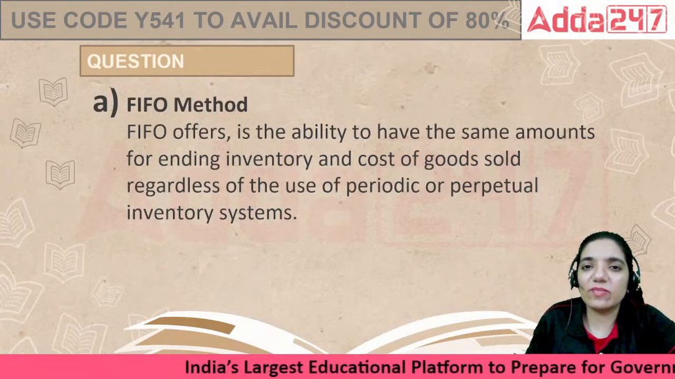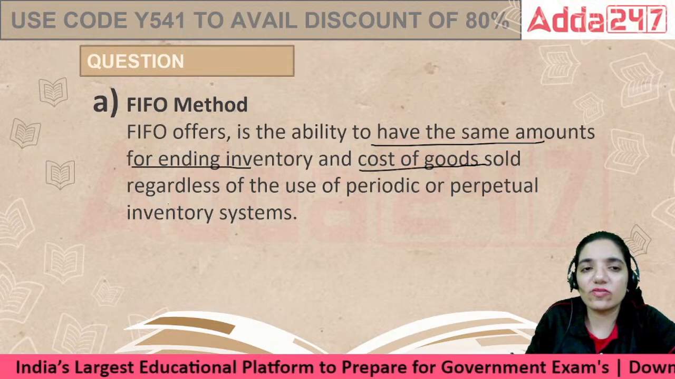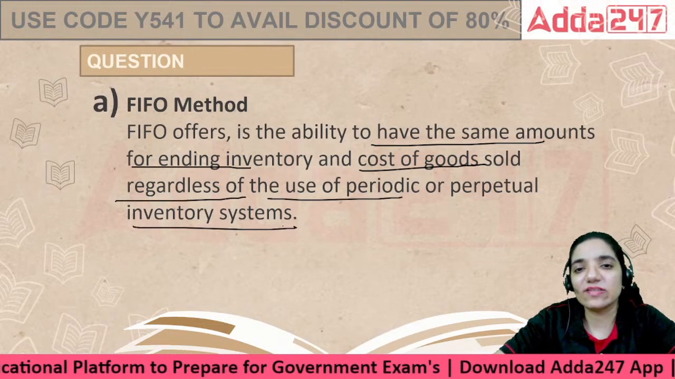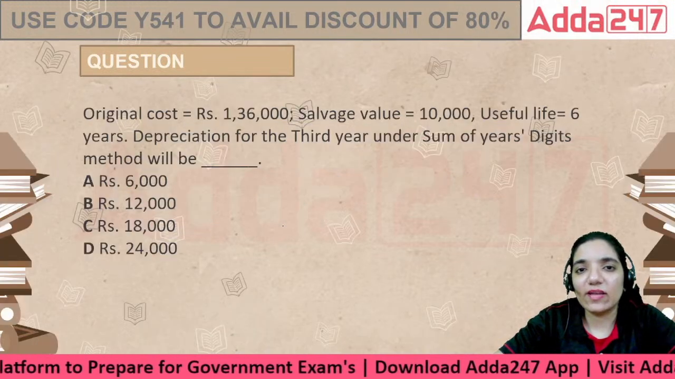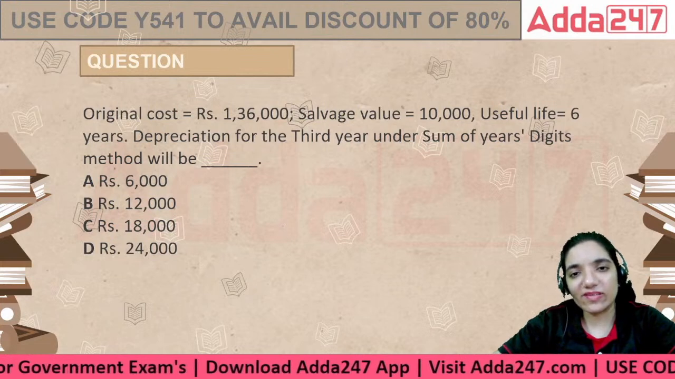Right? FIFO is the ability to have the same amounts for ending inventory and cost of goods sold regardless of the use of periodic or perpetual inventory systems. Okay. Now comes the next question. Almost all the topics of depreciation are covered here.